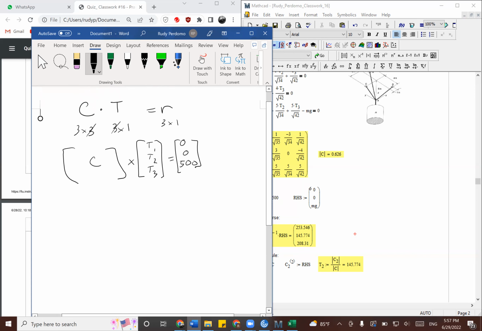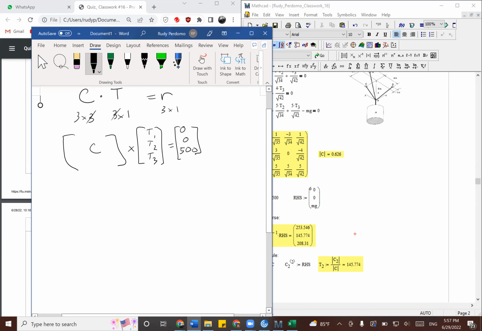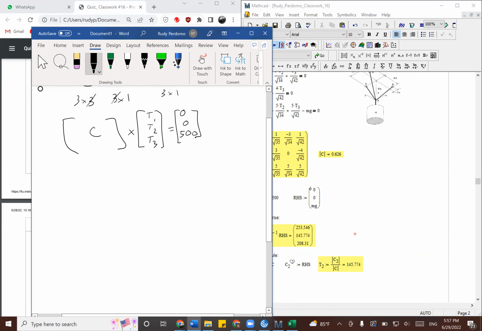So what we do, you can't divide by a matrix. What you would usually do is divide by matrix C, but you can't because you can't divide matrices. So what you do is multiply by the inverse of this matrix on both sides. What this gives you is equal to 1, the identity matrix that she talked about.